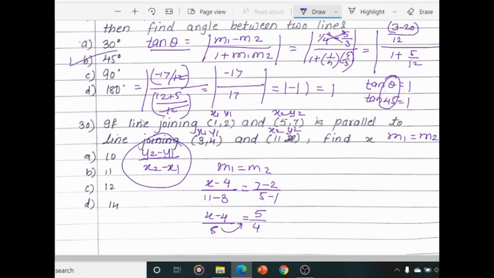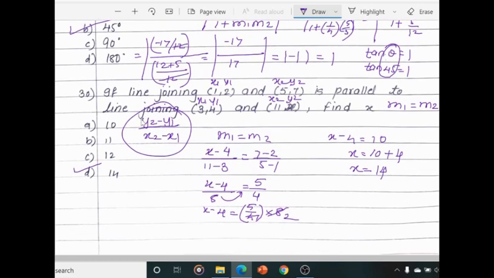Take this 8 to this side. So x minus 4 is equals to 5 by 4 into 8. So here 4 ones are 4, 4 twos are 8. So we get x minus 4 is equals to 10. So x is equals to 10 plus 4. That is x is equals to 14 is the answer. Next.